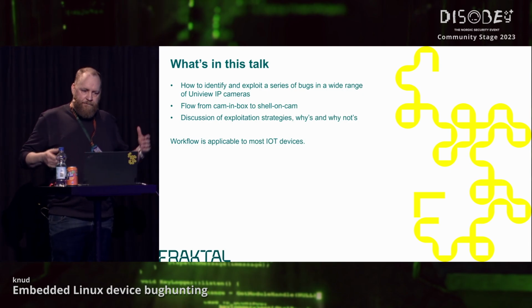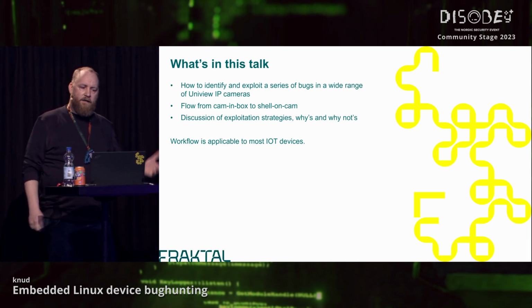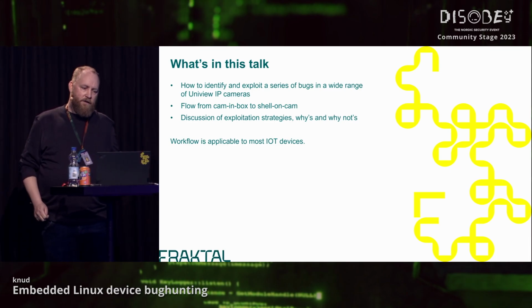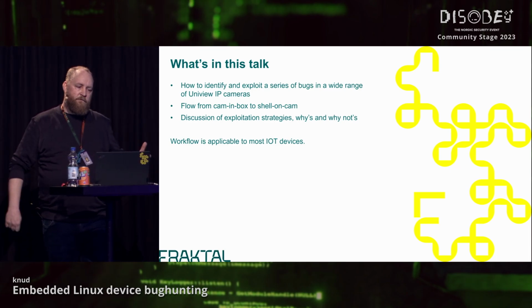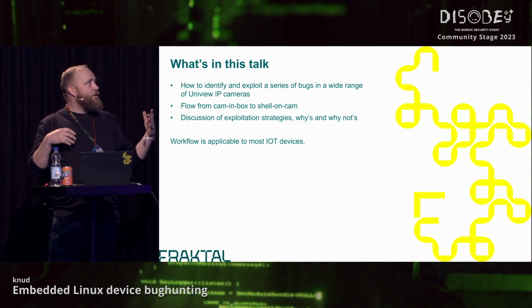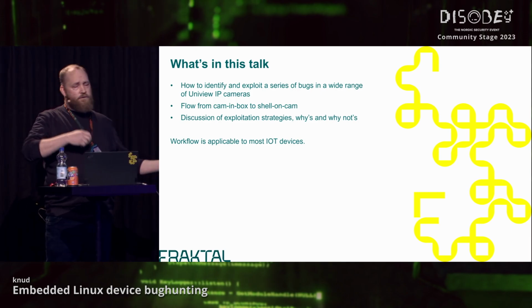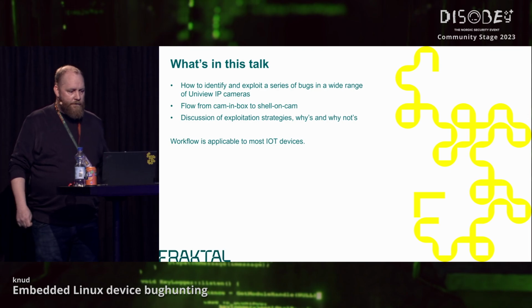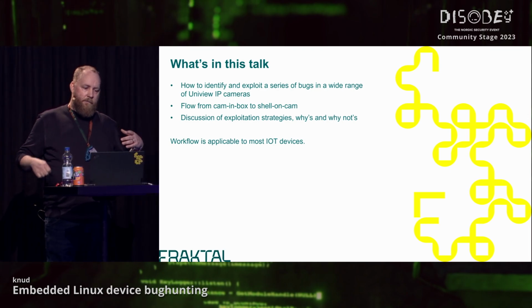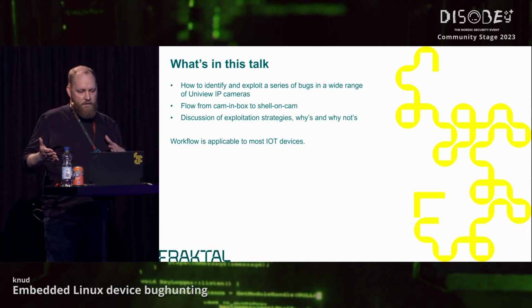So what does that mean? Well, in this case, it means how you would identify and exploit a bunch of bugs in a quite wide range of UniView IP cameras. So I'm going to talk about how you get from having a camera in a box to landing a shell on the actual camera, and where to go from there, and then maybe discuss some exploitation strategies, why you would do something and why not.